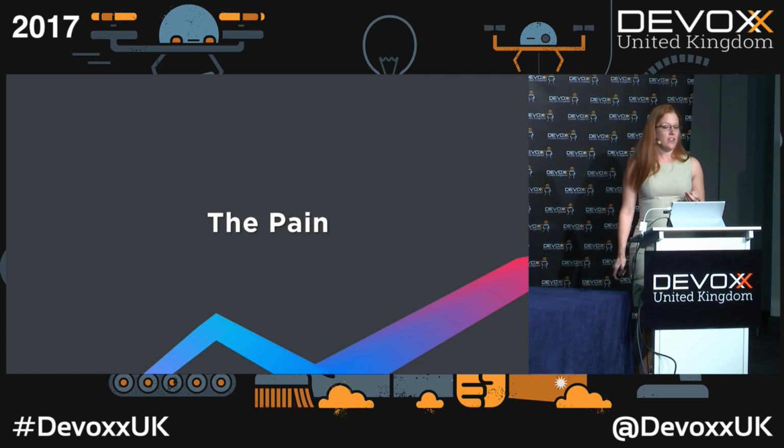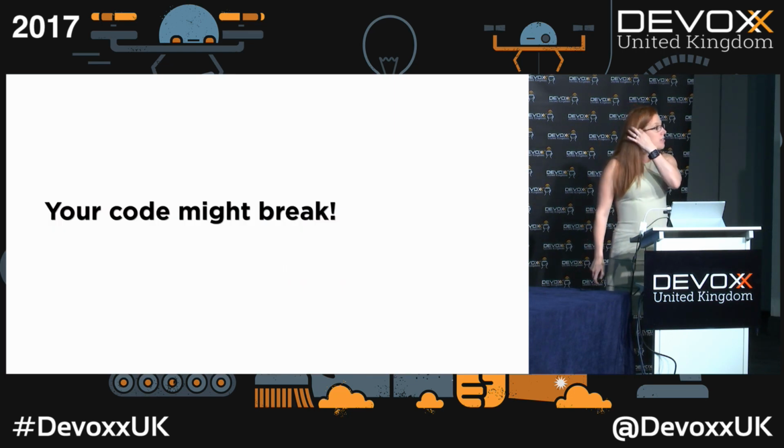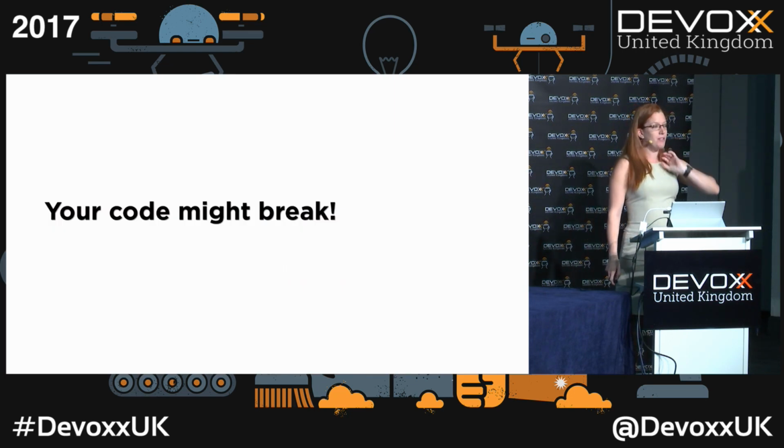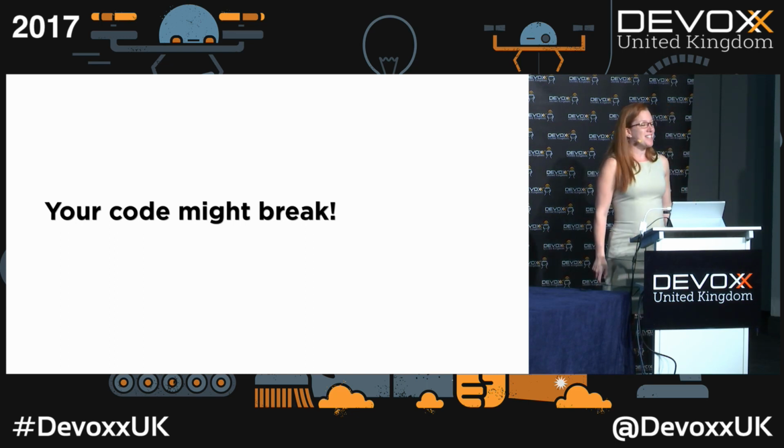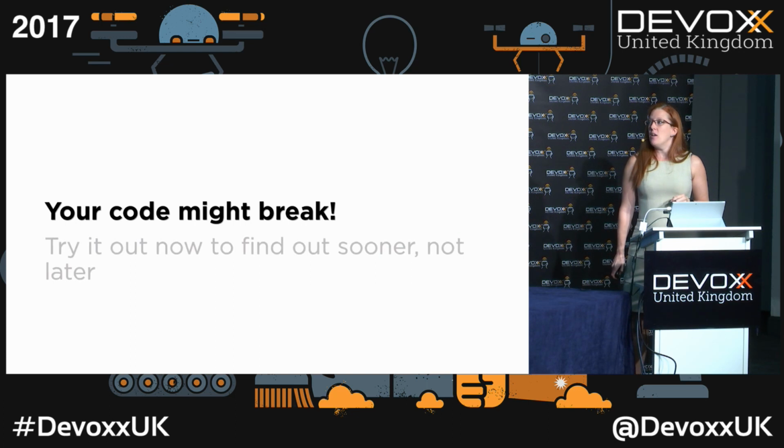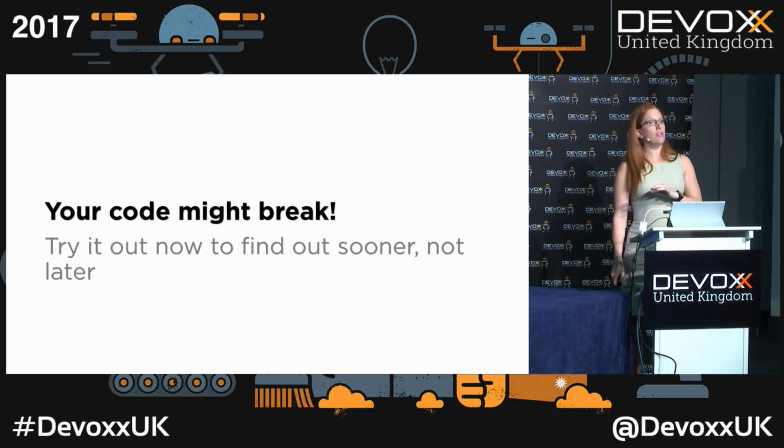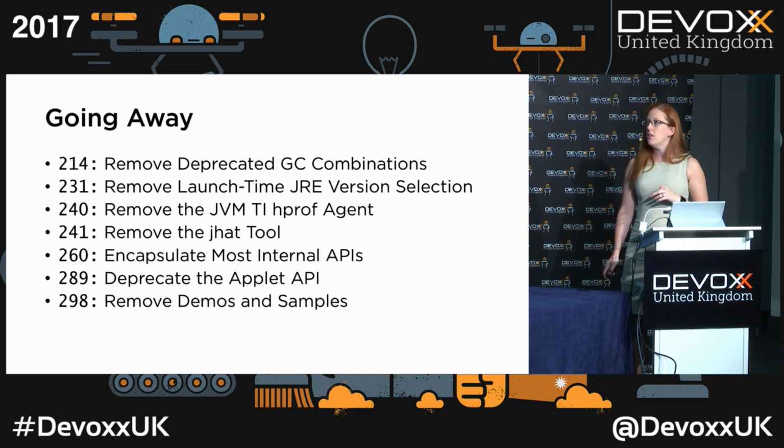The pain of Java 9. Your code might break with Java 9. It's true, your code might break, especially if you're using Gradle. They are working on it, by the way. They are going to get it fixed, but at the moment it doesn't work. But the best thing to do is just try it out as soon as possible. Find out what the problems are, especially if some of the problems actually aren't your fault and are someone else's fault. You need to be able to report it to those libraries or to the JDK team or to whatever. So please use it as soon as possible and find out what the problems are.